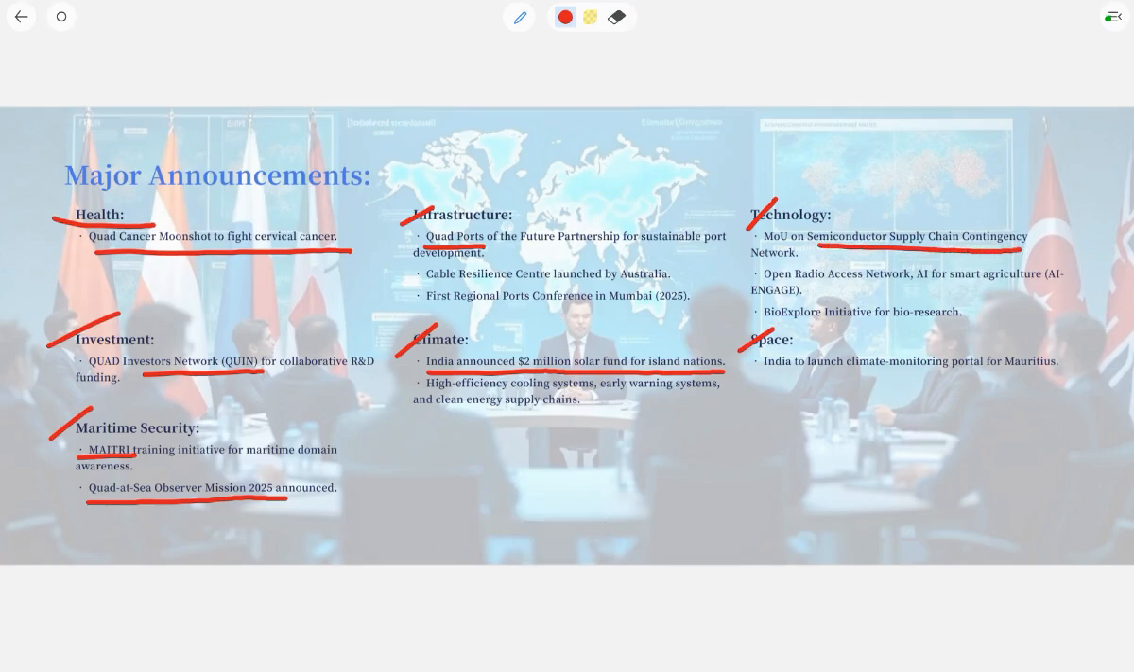This is very important, that in the growing world, semiconductors are becoming a very important thing in this digital world. In space also, India is to launch a climate monitoring portal for Mauritius. India is going to launch its climate monitoring portal. India, with the help of its satellite, will be launching a portal for the people of Mauritius.